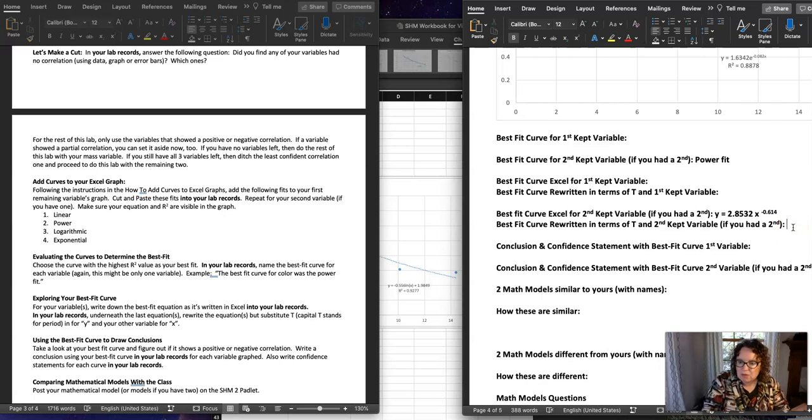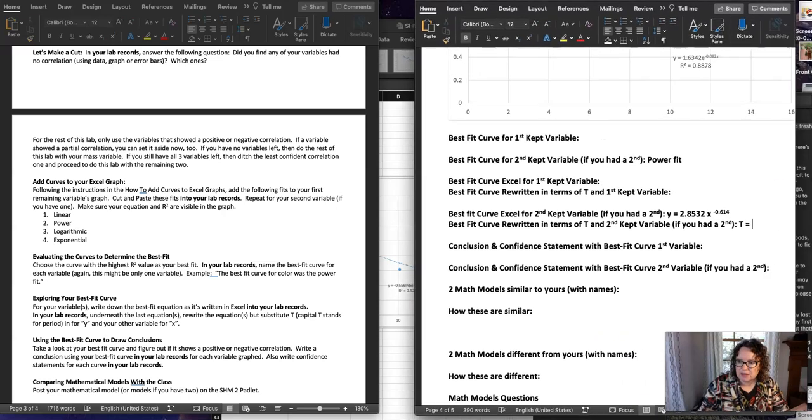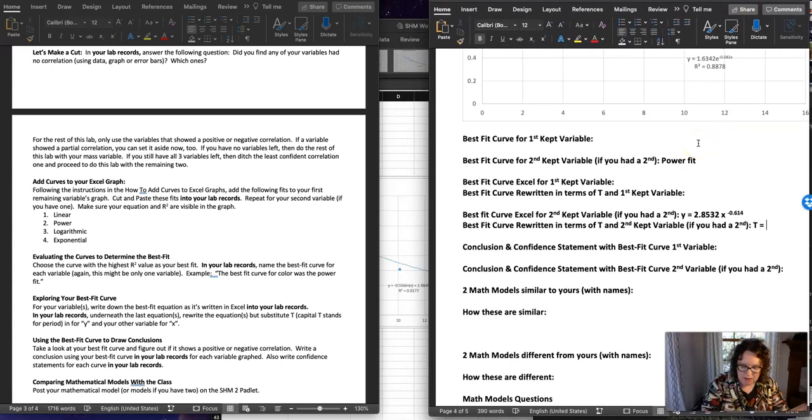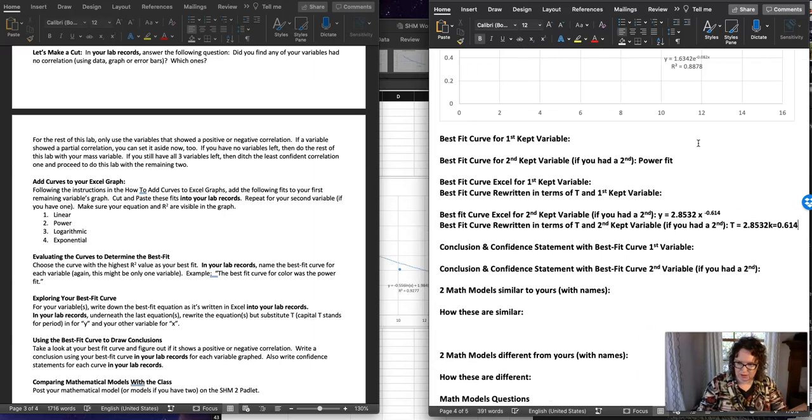Okay, and now I'm going to rewrite it in terms of my physics letters. In my case, the y-axis is period, which is represented by capital T. The x-axis for my spring constant is actually K. I'm going to scooch over a little bit. Okay, T equals 2.8532 K to the negative 0.614.